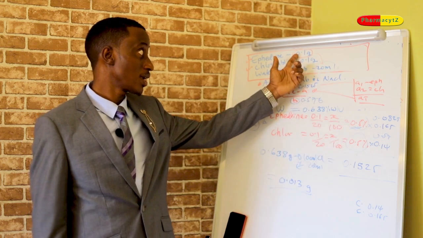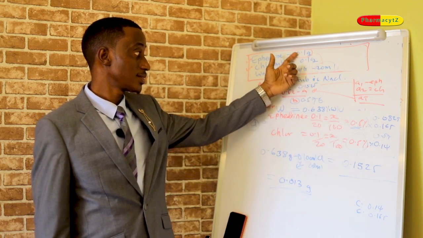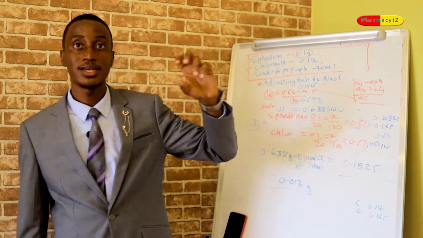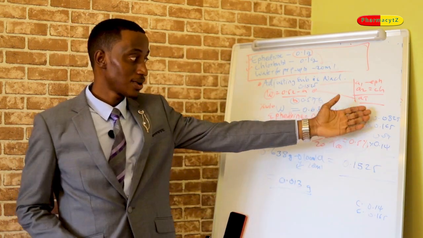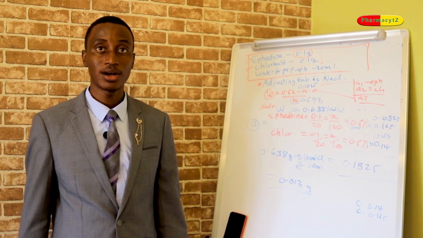If you have more than one active ingredient, then you have more than one A. Find each A individually, thereafter sum them as we did here, then finish up your calculation.